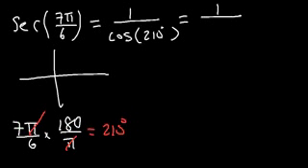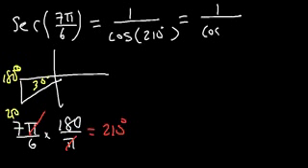Now 210 is in quadrant 3. So this is 180. This is 210, so the reference angle therefore has to be 30. So we're looking for cosine 30, but cosine is negative in quadrant 3, so we're going to add a negative sign.